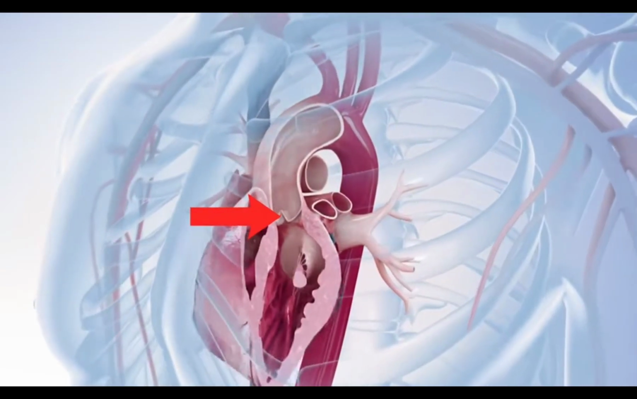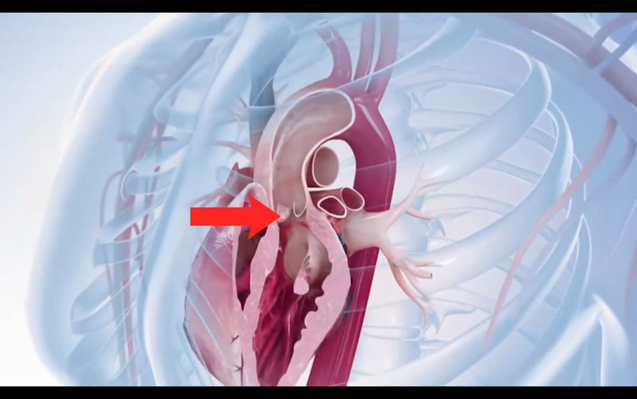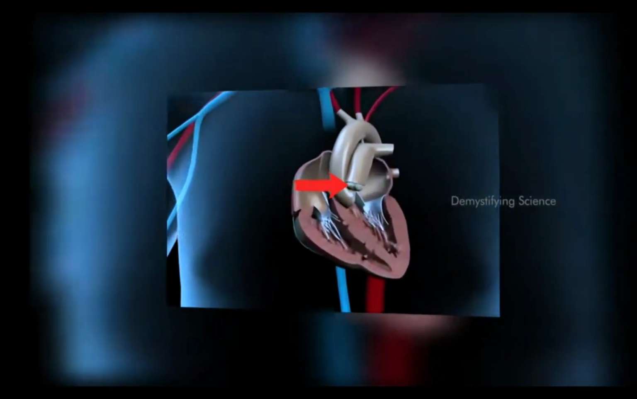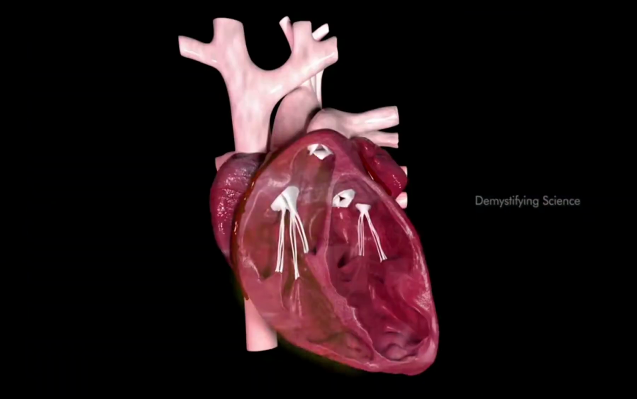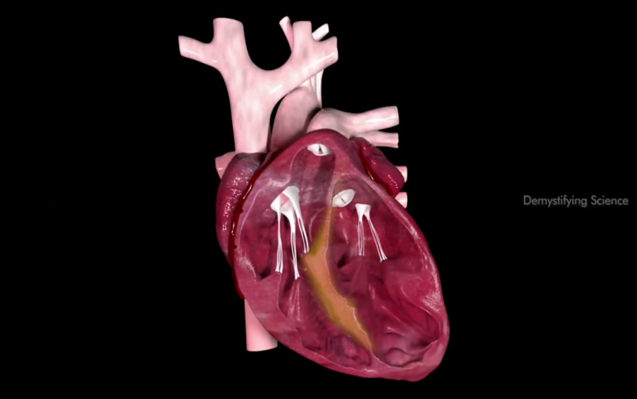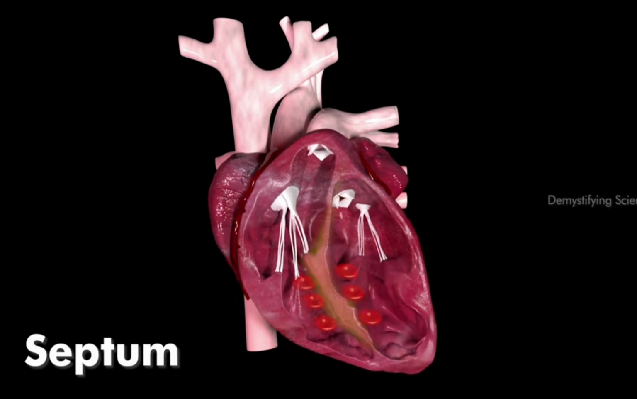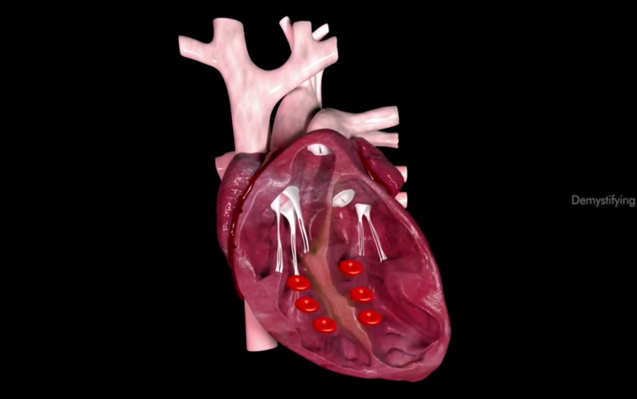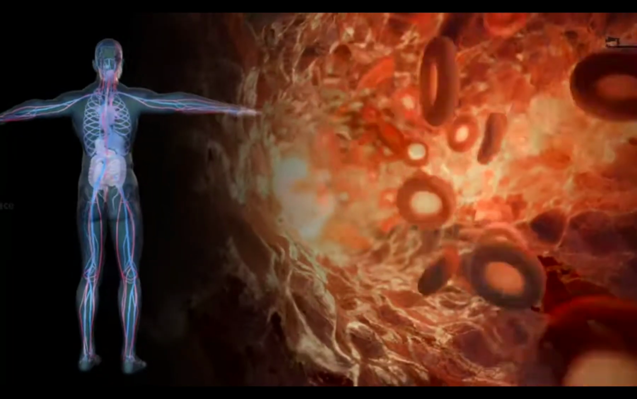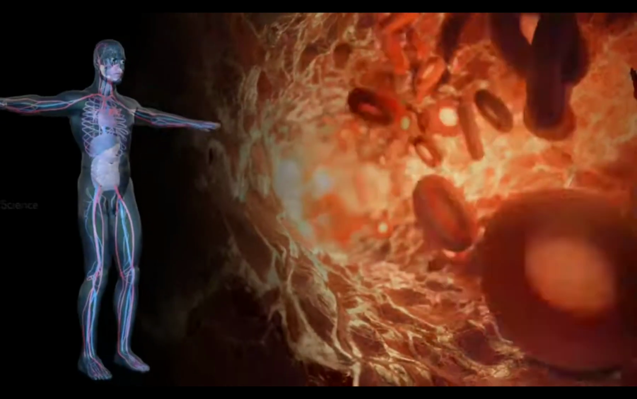There is a semilunar valve where the aorta leaves the left ventricle, and another valve where the pulmonary artery leaves the right ventricle. The right and left hand side of the heart is separated by muscular wall called septum. The septum prevents the mixing of oxygenated and deoxygenated blood. The heart pumps blood through the network of arteries and veins called blood vessels.